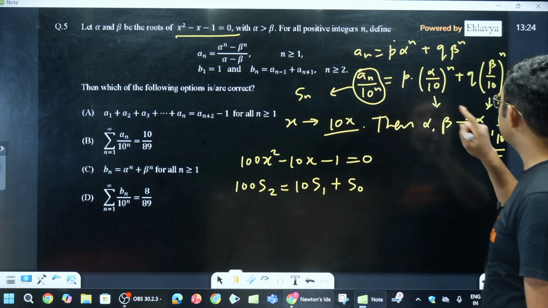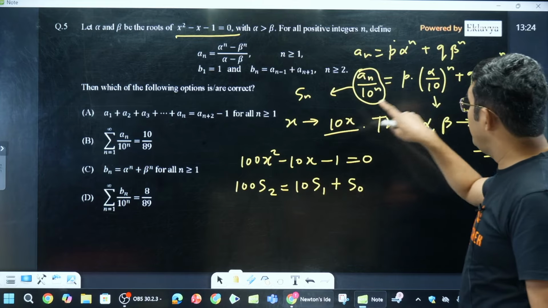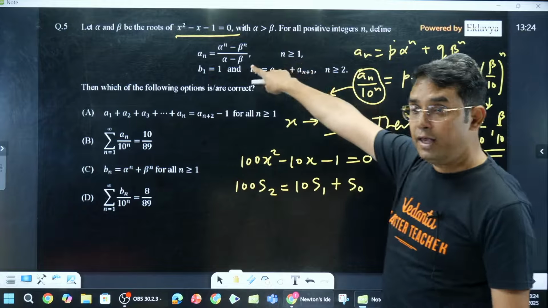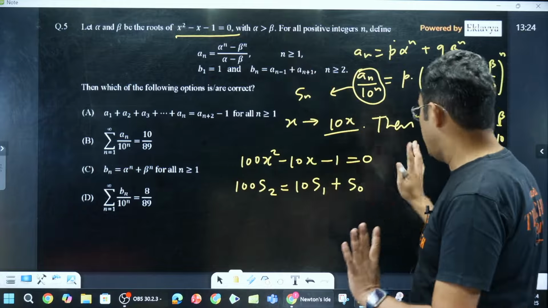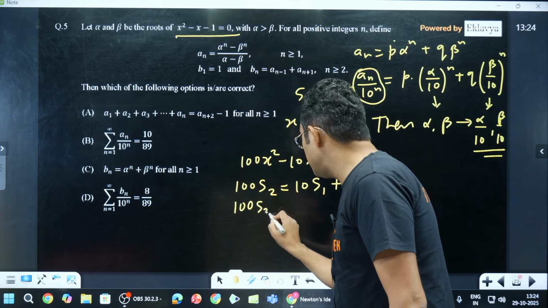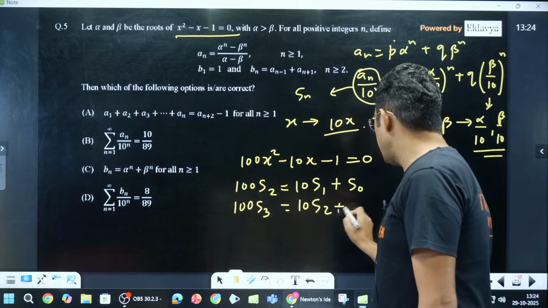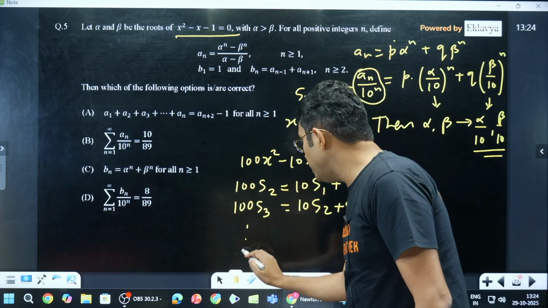What will be S0 here? S0 will be P plus Q. In case of An, P plus Q is 0. Please remember it, I'll come to that. And then if you put n equal to 3, that will be 100 S3 is equal to 10 S2 plus S1 here, and you keep on doing it.